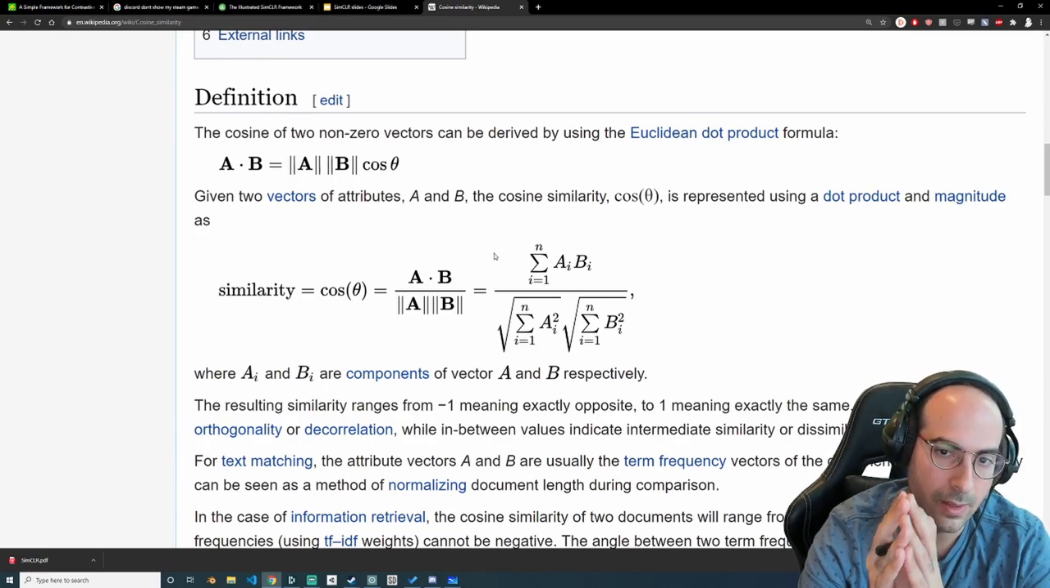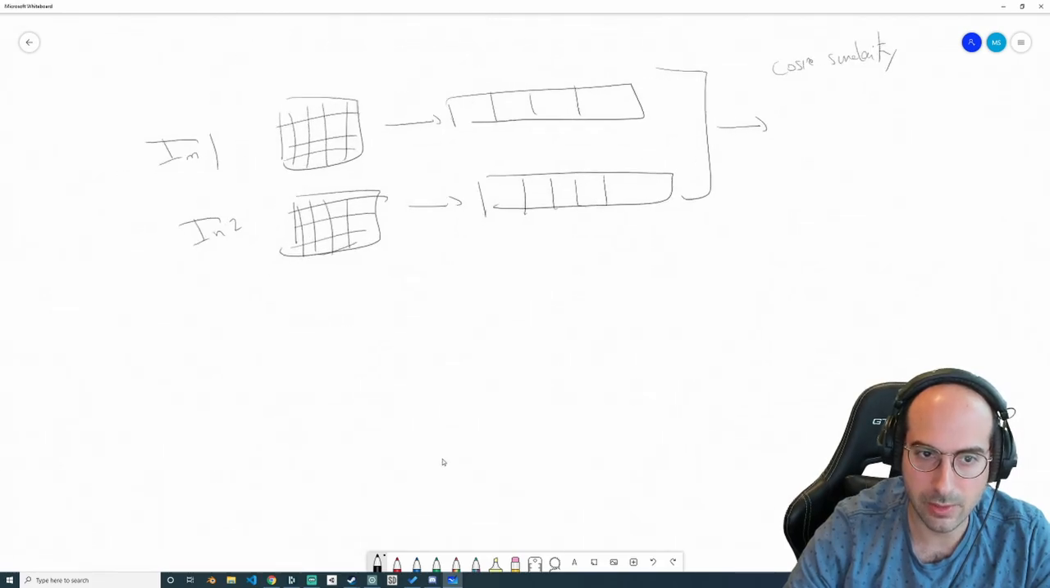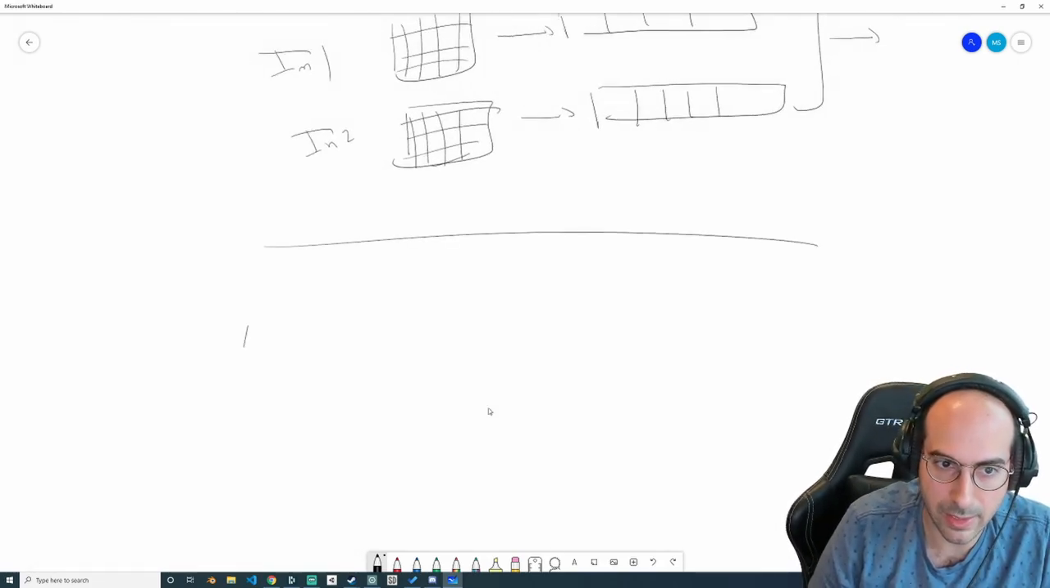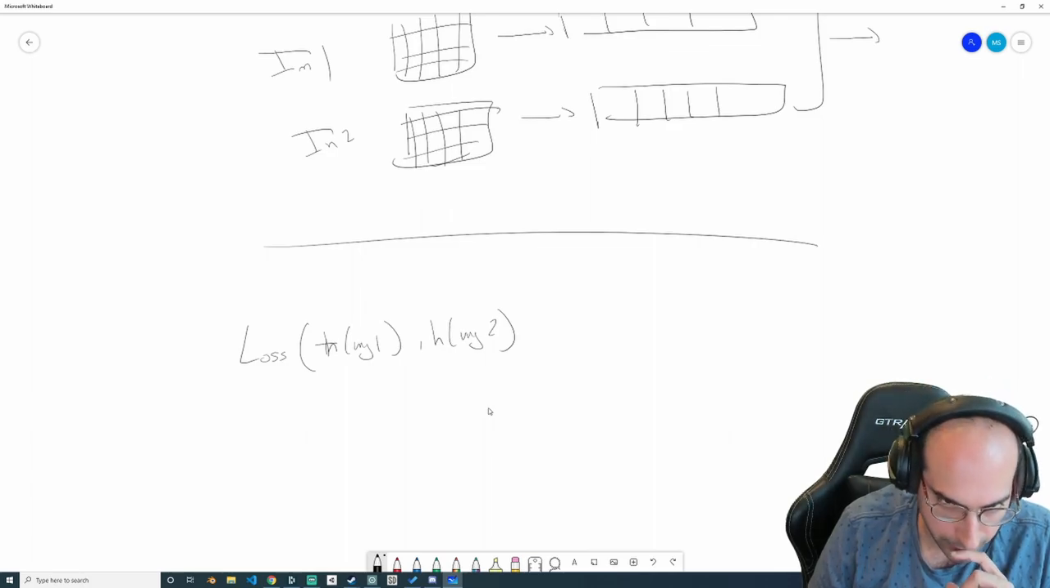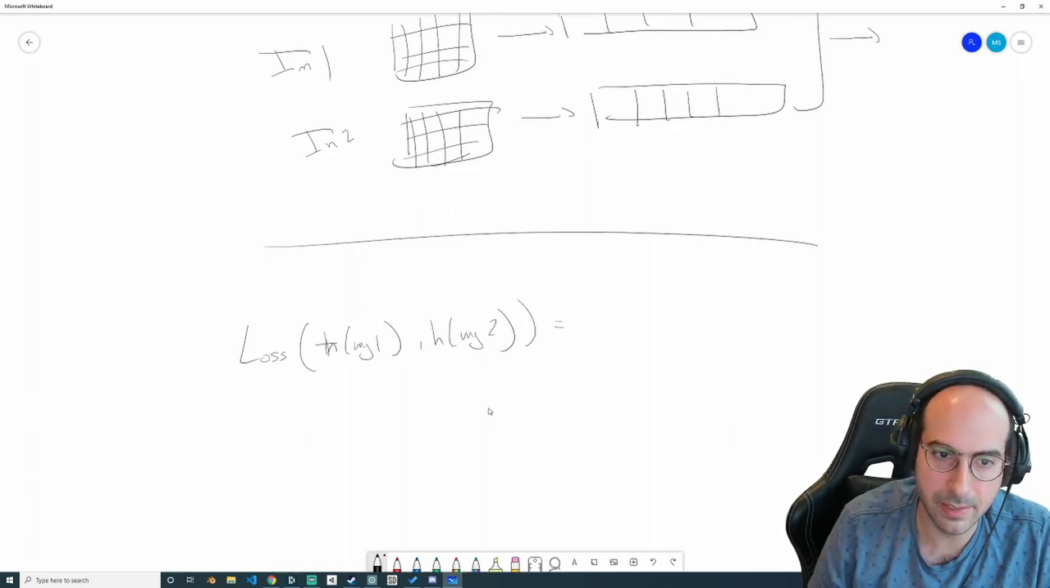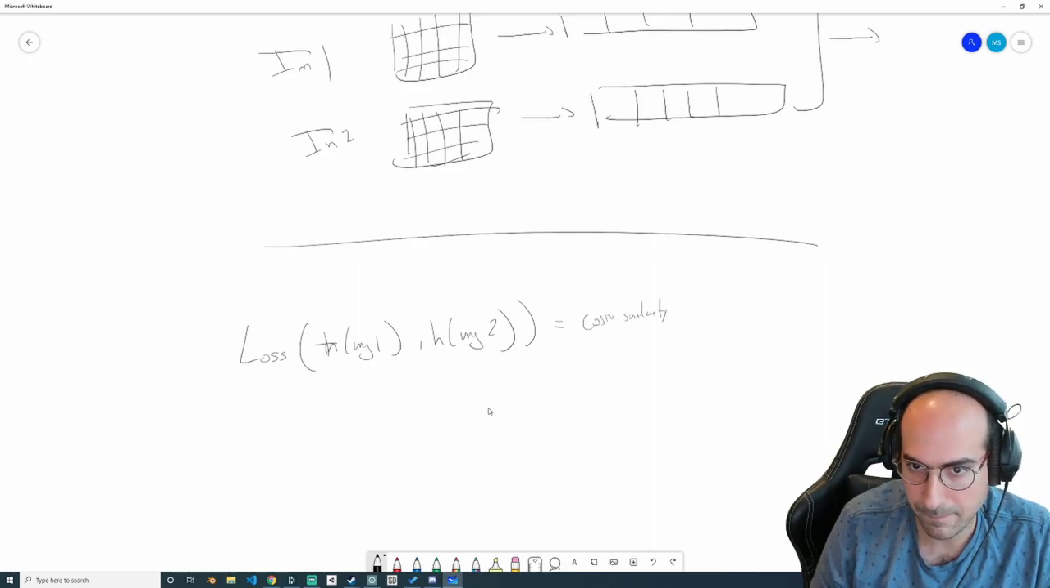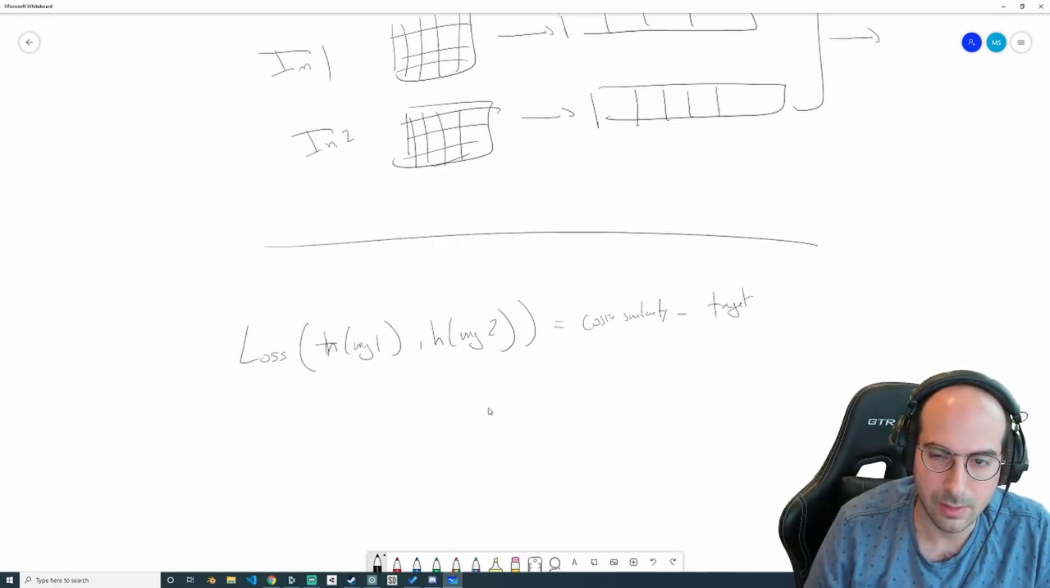possible. So, back to just turning this into a machine learning problem, you're going to have a loss, which is going to take some hash of image one and some hash of image two, and this is going to basically output cosine similarity minus the targets. So let's see, does this work? If they're the same, it's one. So maybe the sigmoid of the cosine similarity or something.